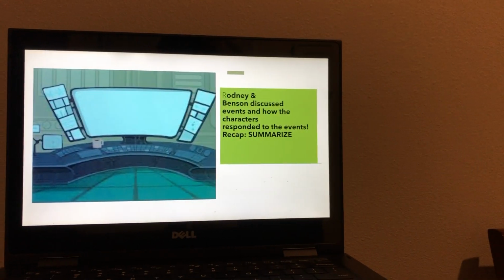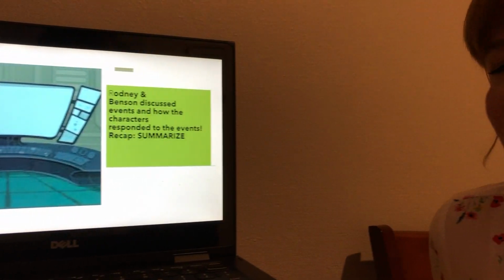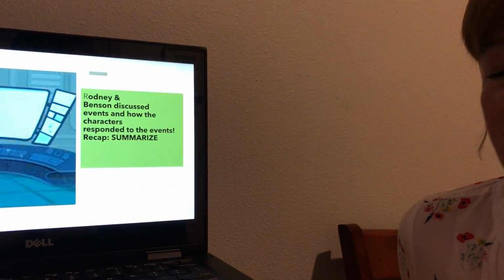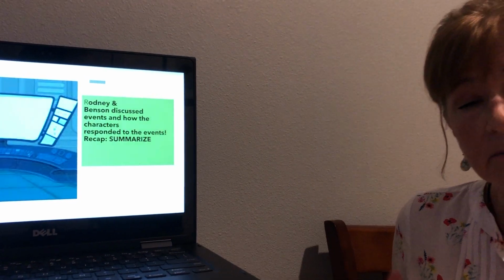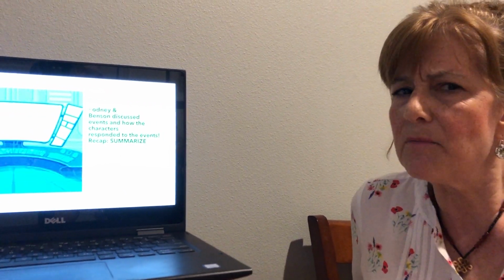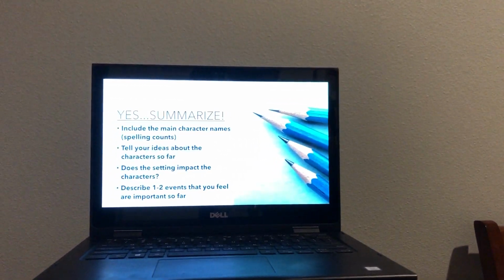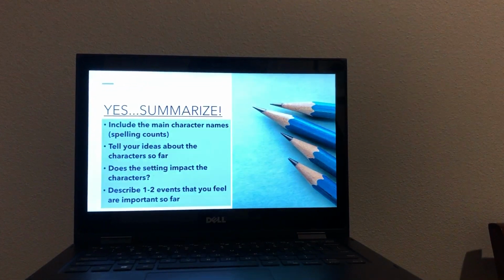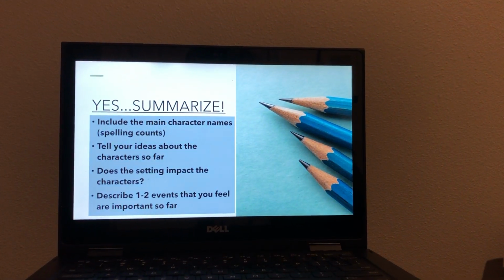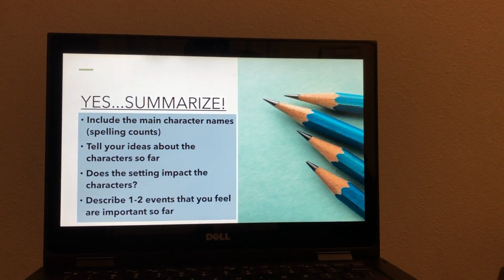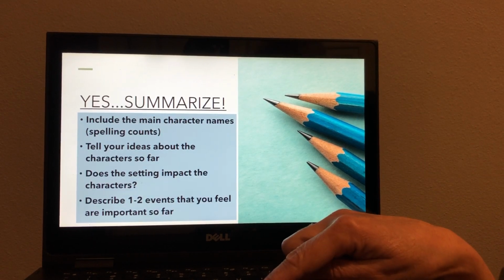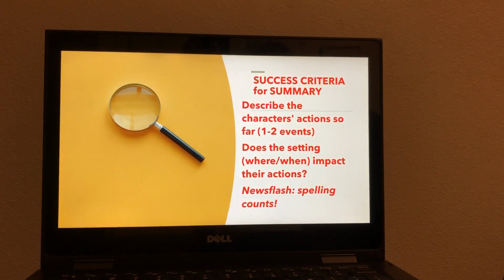That was a good one. Rodney and Benson were talking about the events and how the characters responded to the events. They were summarizing and thinking about what were the impacts and the emotions. So yes, again, to recap, we're going to summarize, include the main character names, the impacts, things you know, and 1 to 2 key events that you think are important.